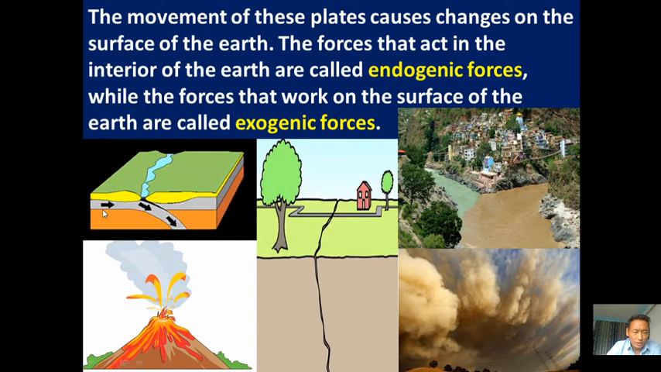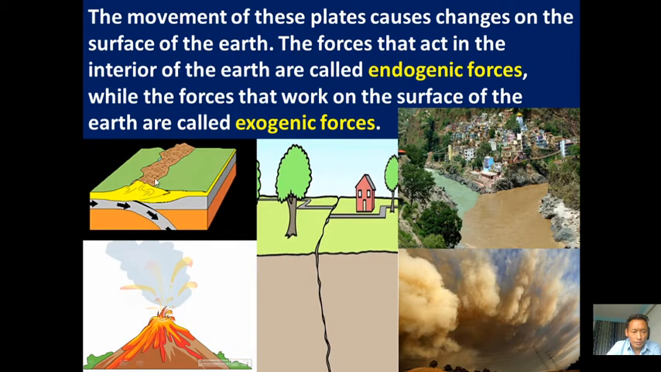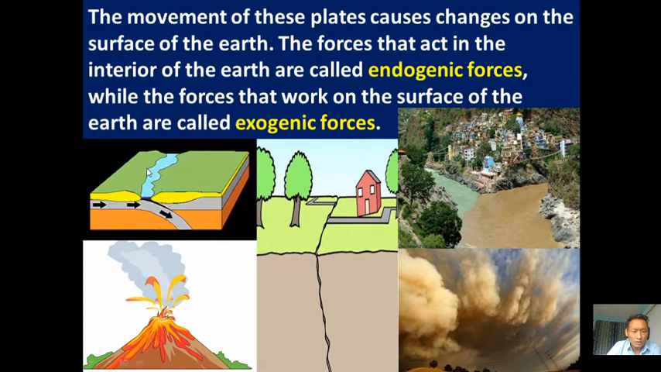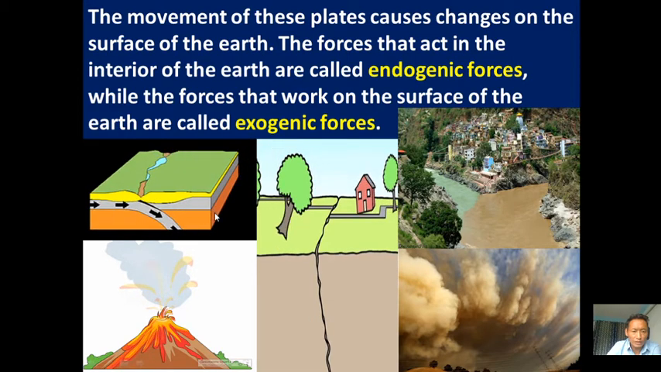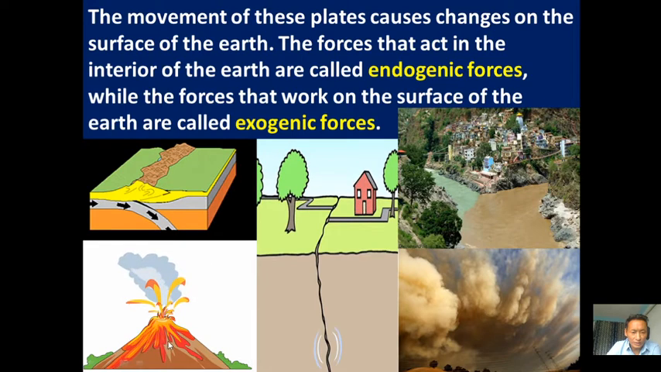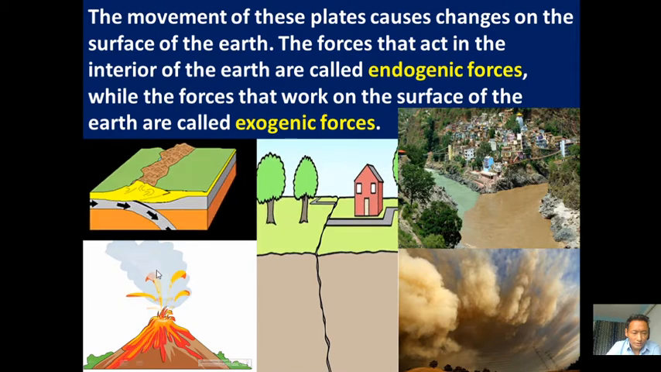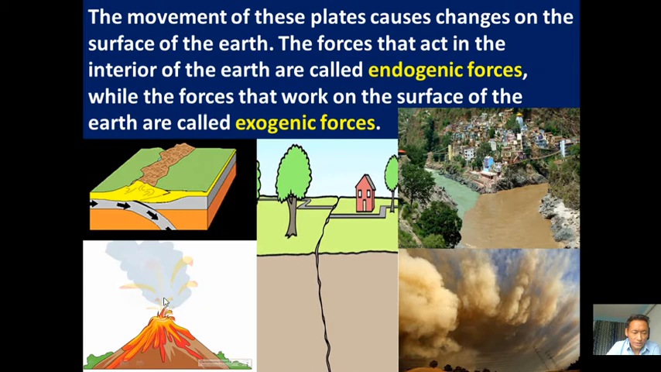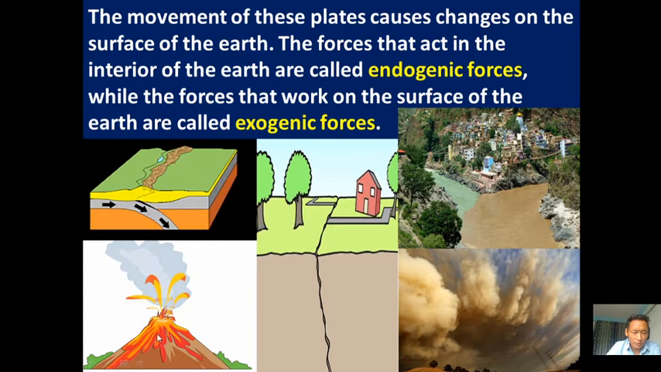When the thicker or denser plate goes down and the lighter plate comes up, converging these two plates leads to the formation of mountains. So this is an endogenic process because of the tectonic plates. Again, if we study here, this is the work of a volcano where gases are coming out from the crater. So this is again an endogenic process. These forces are coming from inside our earth.